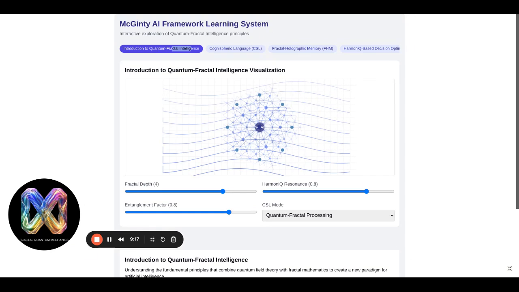multiple different disciplines. The McGinty AI Quantum Fractal Intelligence Framework represents a paradigm shift in artificial intelligence, moving beyond neural networks and probabilistic models into quantum coherent multidimensional intelligence. This learning application makes these revolutionary concepts accessible, helping to build the next generation of AI researchers, engineers, and leaders who will bring quantum fractal intelligence to life.